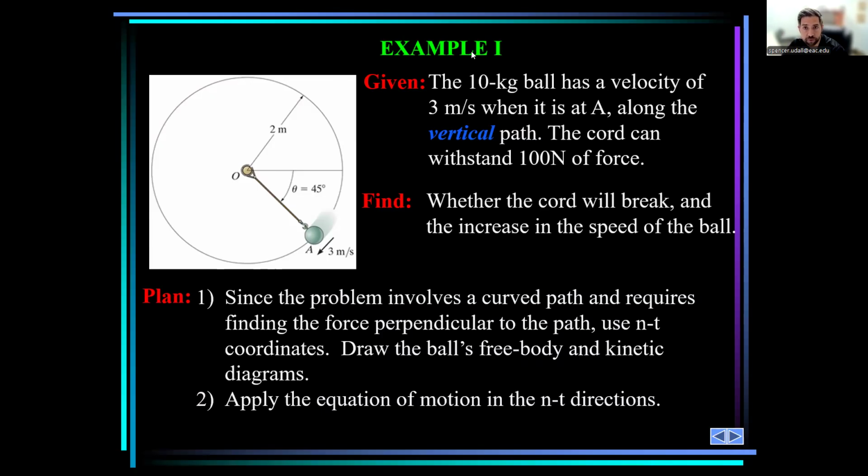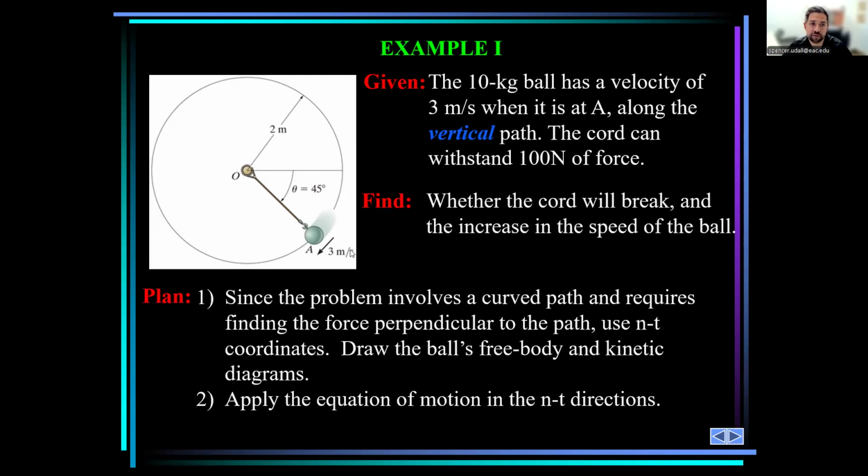So we could come up with a force that's allowed in that cord. And we need to find out if it will break, right? Let's see what this is saying actually. It's got a velocity of 3 meters per second when it's at A, and it's in a vertical path.